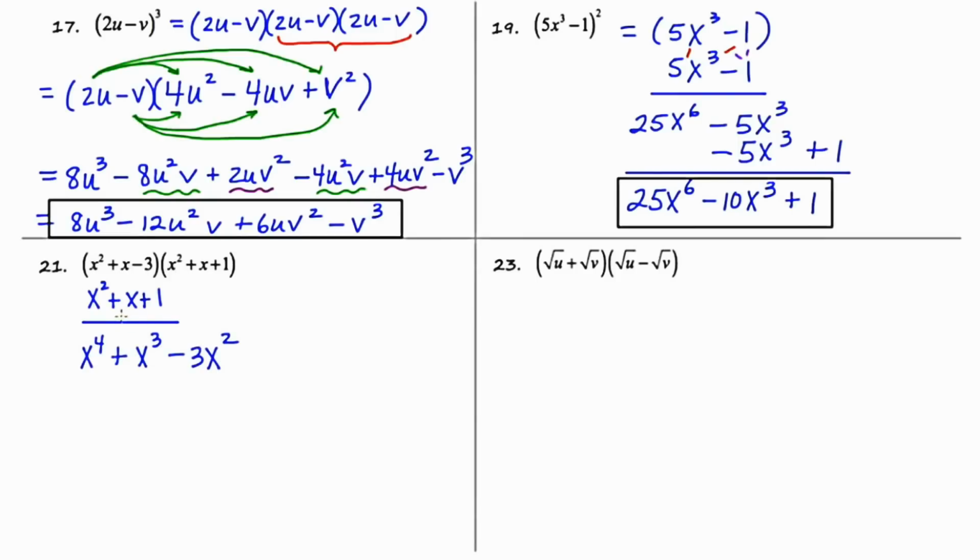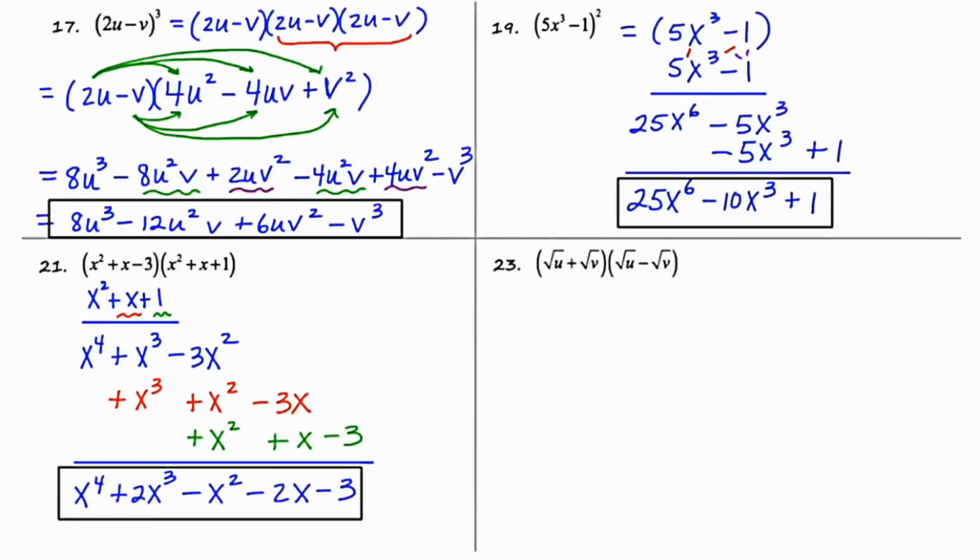Now let's move to the middle. x times x squared is x cubed. x times x is x squared. x times negative 3 is negative 3x. And now I'll move over to the positive 1. 1 times x squared is x squared. 1 times x is x. 1 times negative 3 is negative 3. And now we'll just add the columns down, and I end up with x to the fourth plus 2x cubed minus x squared minus 2x plus 3.